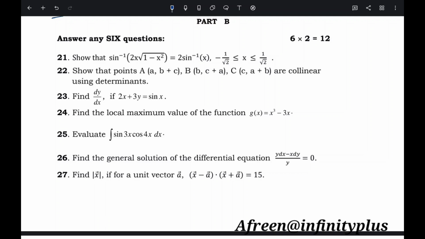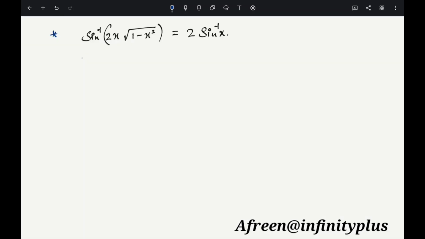So let's move ahead with the first question in Part B. The first question they have given is 21. Each question here is of 2 marks. You have to answer any 6 questions, but I'll be solving all the questions they have given. The first question is sin inverse of 2x root 1 minus x square is equal to 2 times sin inverse of x. Now we'll take the LHS and prove that it is equal to the RHS.